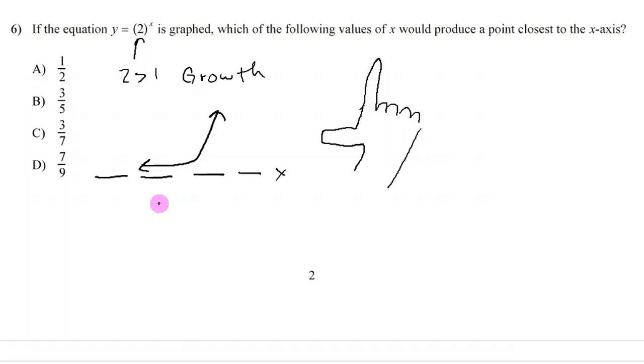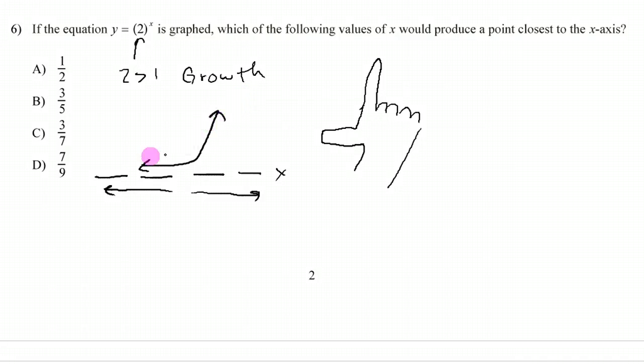Now the only thing we have to think about now is which of the following values of x would produce a point closest to the x-axis or closest to the asymptote. Well, we want to think, is it a number that's going to be further to the left for my x or further to the right? Well, let's see, if I follow the graph further to the left, we get closer and closer and closer and closer, but we never touch it, but we get closer and closer to the x-axis. If I go to the right, it gets farther away.